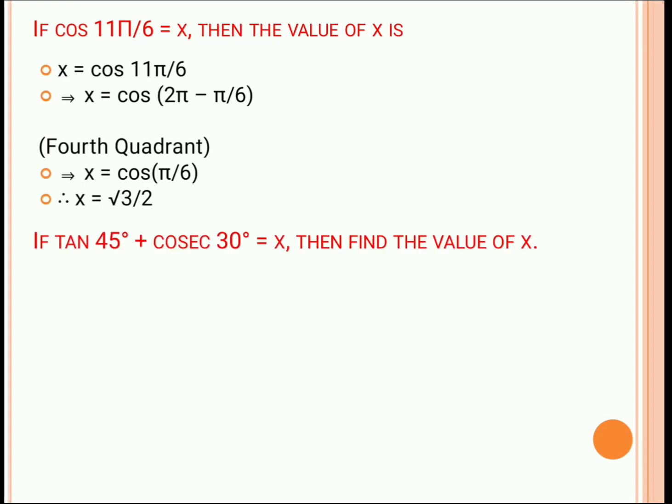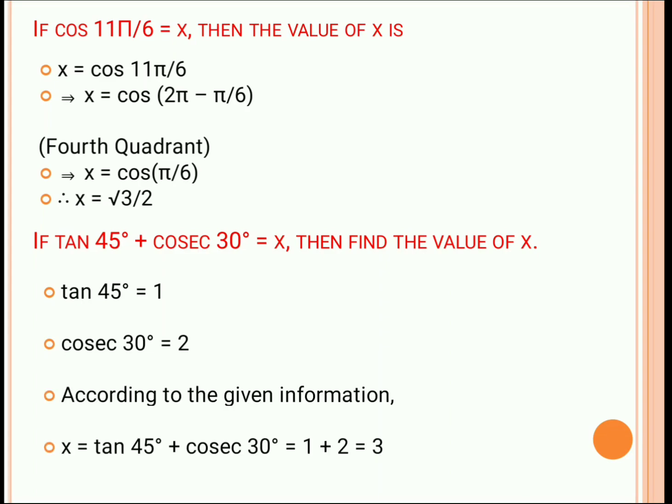Next question, if tan 45 plus cosec 30 is equal to x, then find the value of x. Now over here certain standard angles are given, and those standard angles are 30 degree and 45 degree. We know the value of tan and cosec for such standard angles. Now the value of tan 45 is 1 and the value of cosec 30 is 2. So simply adding these two values you can get the value of x. So 1 plus 2 is equal to 3. Let's move to the next example.